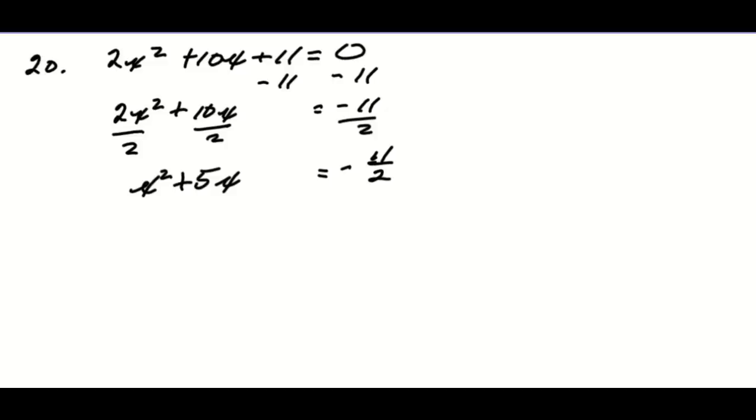What's interesting about this, and the reason I chose this problem, if you take a look at the antecedent to the x variable, you'll see that's a 5. If we take half of 5, we end up with 5 over 2. All right? Now, what is 5 over 2 times itself?